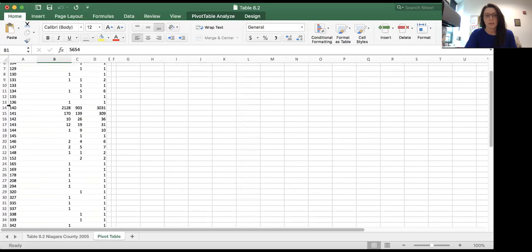But what we see specifically is that these five zip codes are most important. That's where the vast majority of our patients are coming from. Zip code 140, 141, 142, 143, 144. So what we would do is jump over to our template for our primary service area analysis, and let me just make sure I can share this with you.